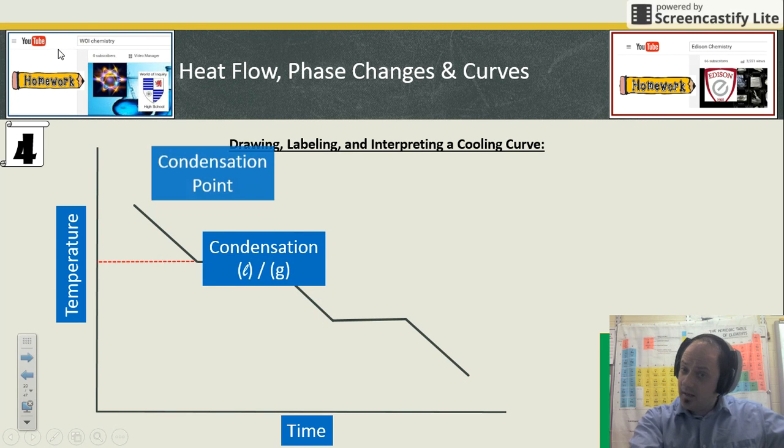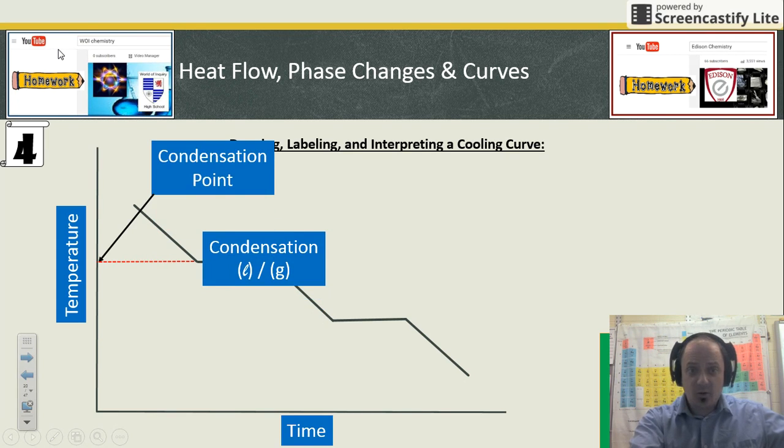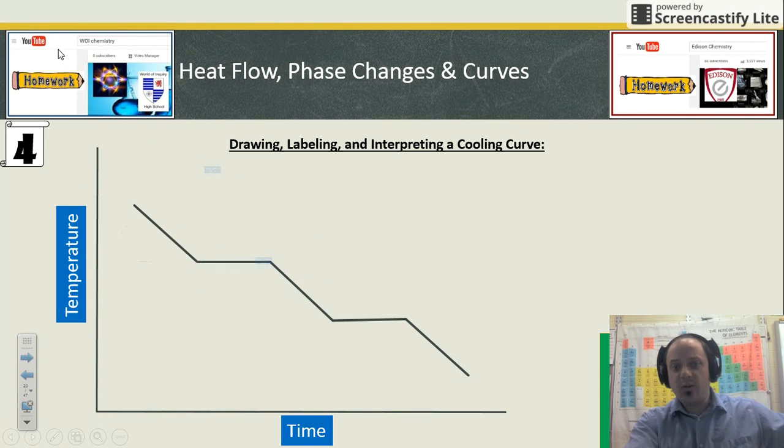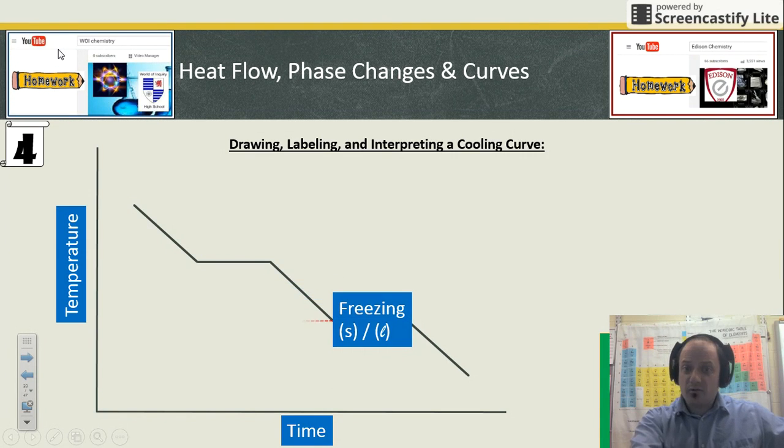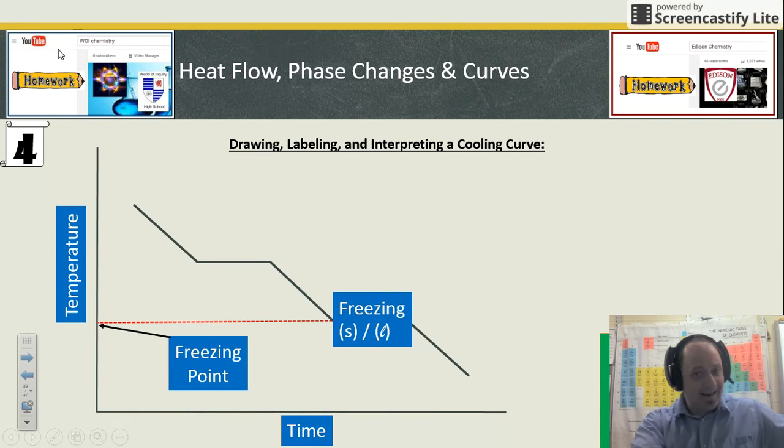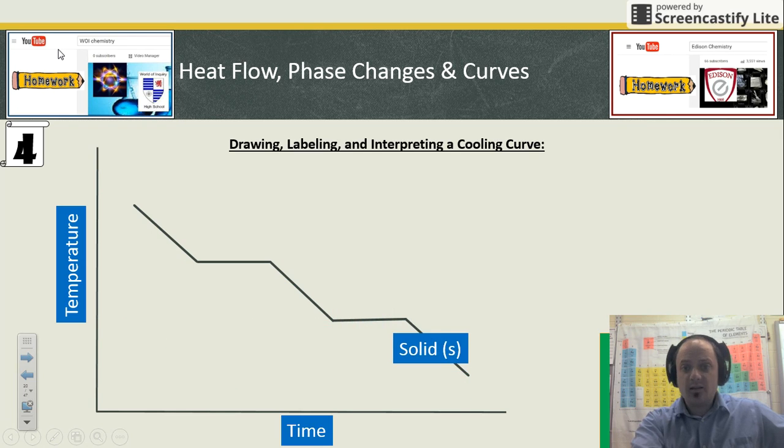Condensation in the first flat, that's the condensation point. It's the same temperature as the boiling point, by the way. Then we've got liquid in the middle. And then we've got the fusion, freezing point. Solid and liquid are present. And then finally, we would have the solid phase, the lowest slant on our graph.